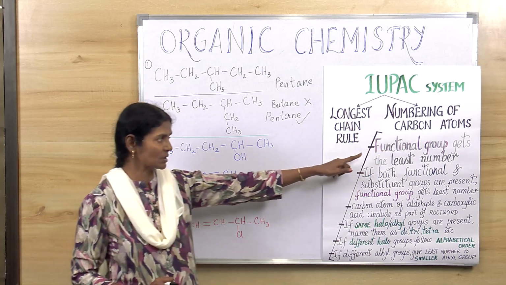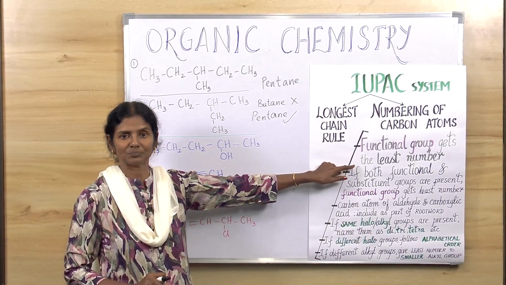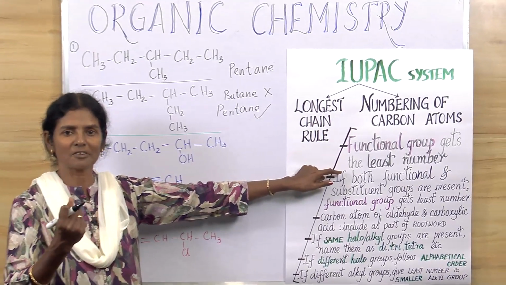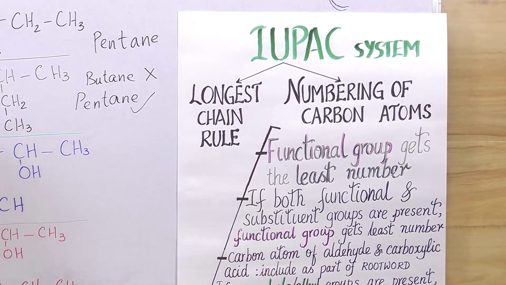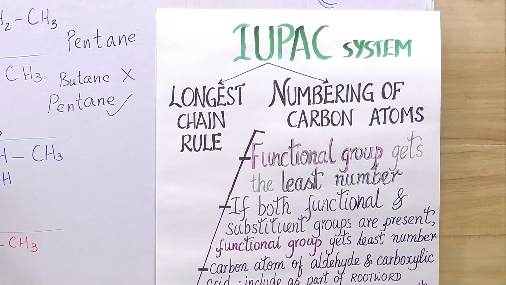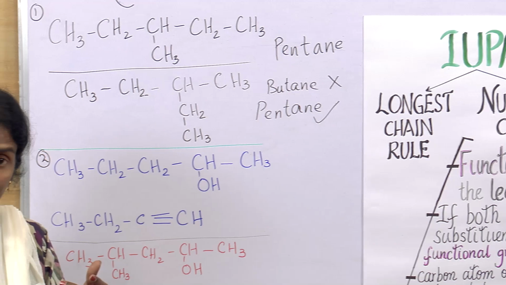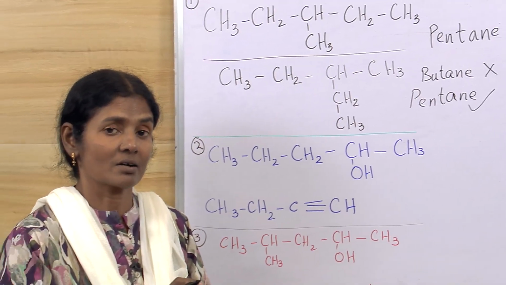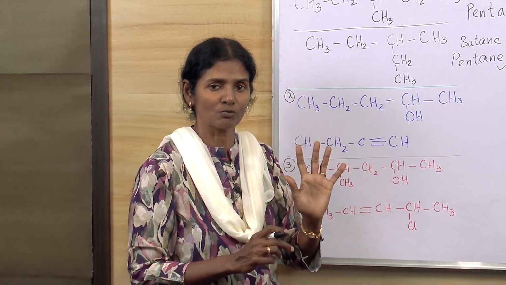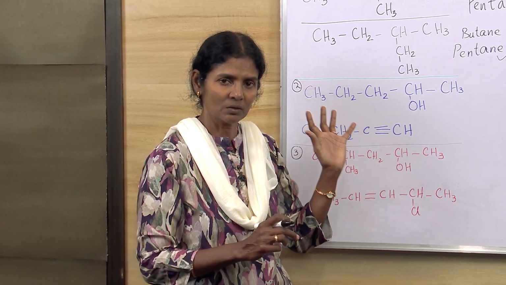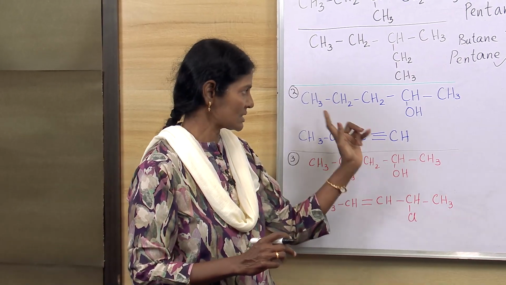Let's go to the first one. It says the functional group gets the least number. So the most favorite one is the functional group. We have to look into the compound to see if there is an alcohol or an aldehyde or a carboxylic acid or a double bond or a triple bond. So 5 things we have to look for. When you look at the compound, look for these 5 things. Now let's see this one.